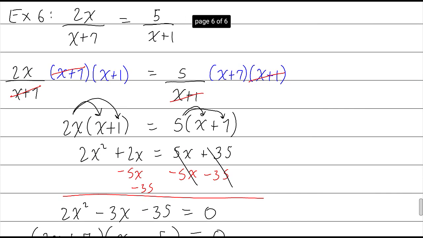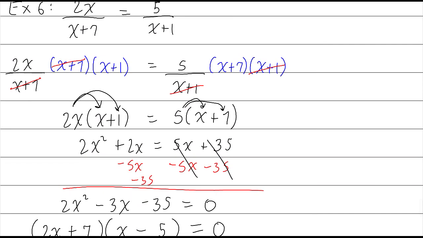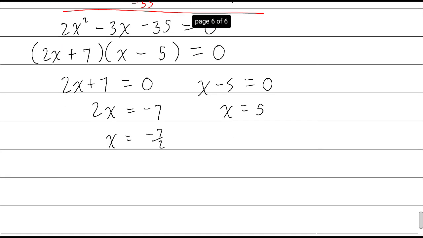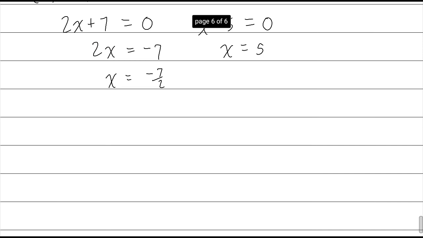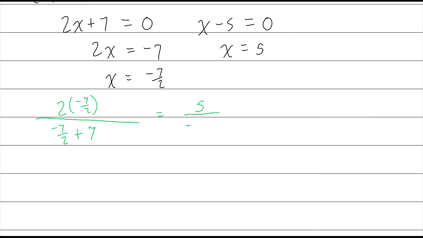Instead of checking it by hand, I'll just use the calculator, which is what I would expect you to do anyway. I'll write it, and then I'll type it, although you won't be able to see the typed version. But I'll type in exactly what I'm writing. So 2, negative 7 over 2, over negative 7 over 2 plus 7 equals 5 over negative 7 over 2 plus 1. Okay, so that's what I'm going to type in.